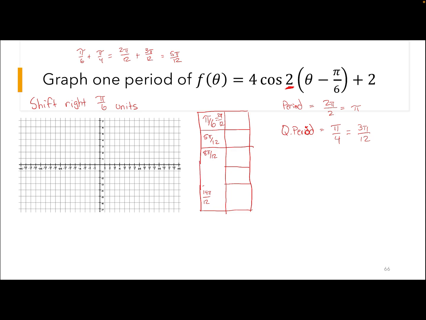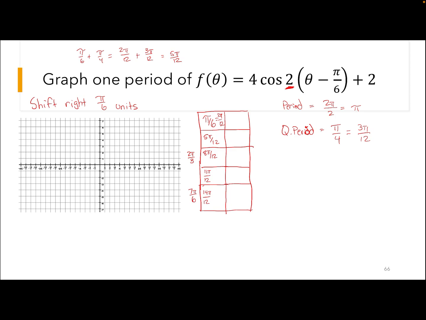All right, so we get 8 pi over 12, and the next to last was 11 pi over 12. Now, if we reduce some of these, 8 pi over 12 is the same as 2 pi divided by 3. And 14 pi over 12 is the same as 7 pi over 6, which is 210 degrees.